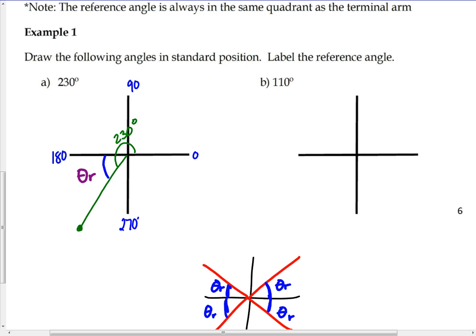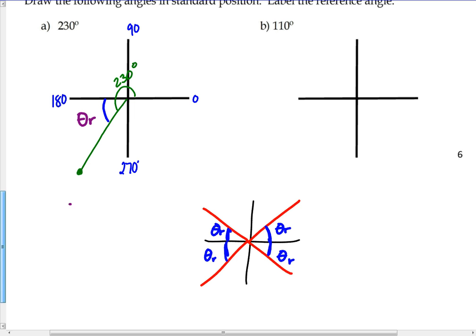So can you please calculate it? How would we find it here? It's acute. It's always less than 90.